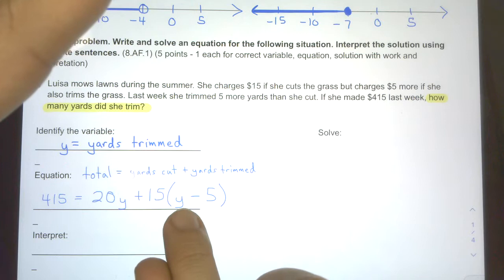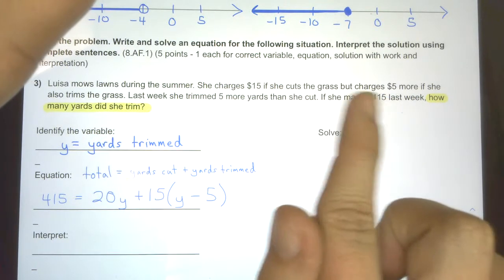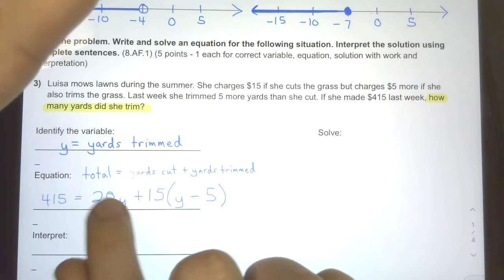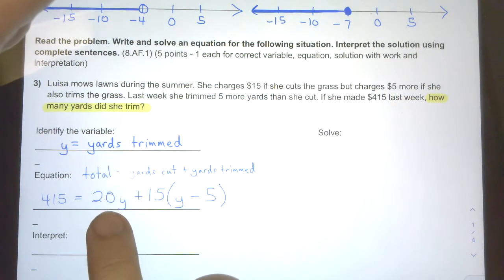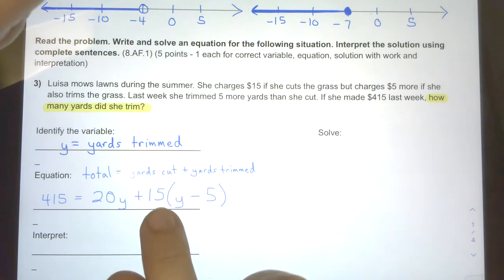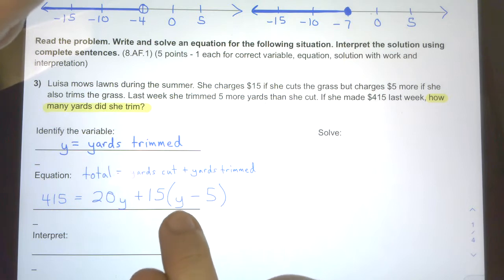But we have to also think that cutting the grass is $5 less than trimming the grass. Okay, and we established that cutting and trimming was 20, but if we're just cutting, which is what this 15 comes from, it's up here, then we have to take $5 away from the yards trimmed.